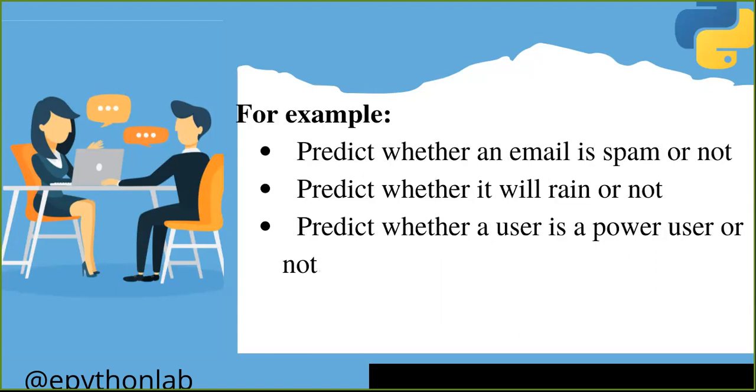For example, predict whether an email is spam or not. Spam classification is one example of classification: whether the incoming email is spam or not can be predicted. Also, predict whether it will rain today or not, or predict whether a user is a poor user or not. These kinds of examples are classification examples, because they produce two possible outcomes.